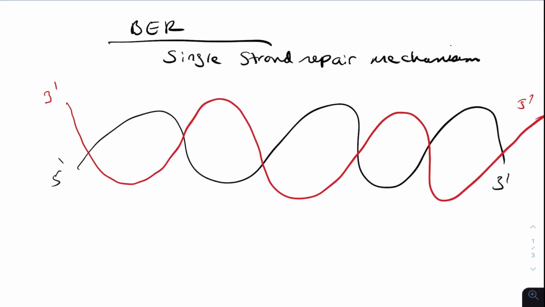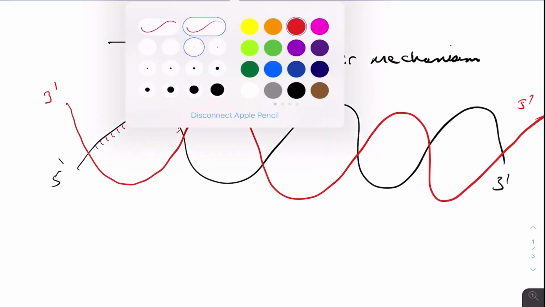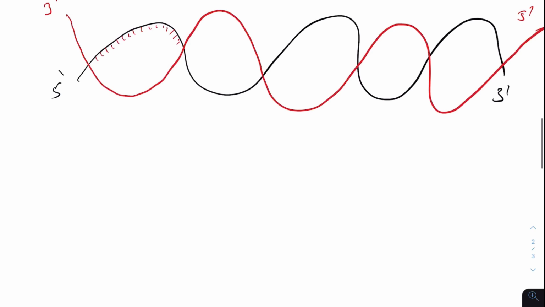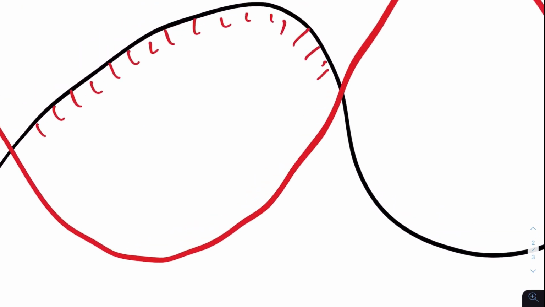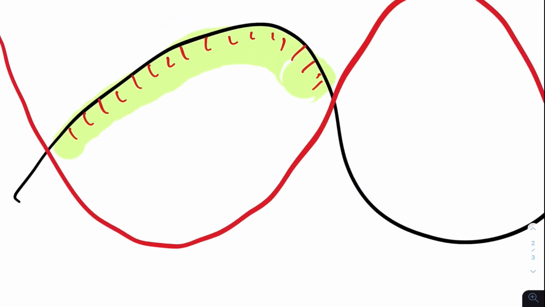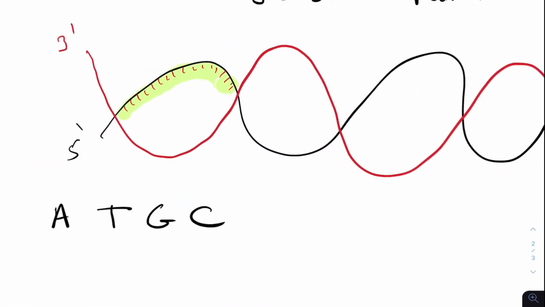Remember, these are all made up of individual bases: A, T, G, and C. Quick overview in case you've forgotten. These red lines each represent a single base. So when we have damage to any single one of these, this is where a base excision repair comes in.